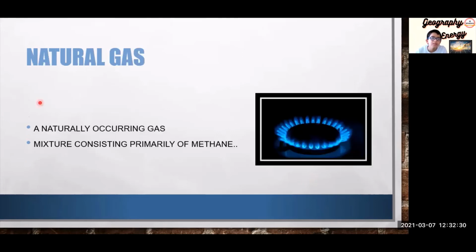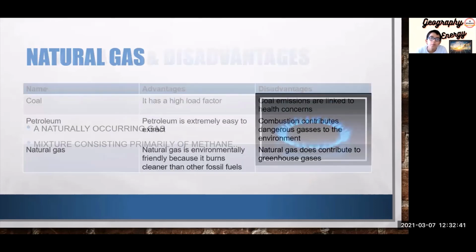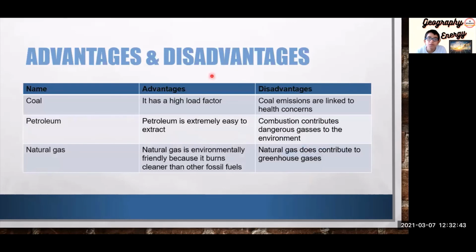Natural gas. Natural gas is naturally occurring gas which is below the surface of the earth, and it is a mixture consisting primarily of methane. Advantages and disadvantages of the energy sources we have learned.